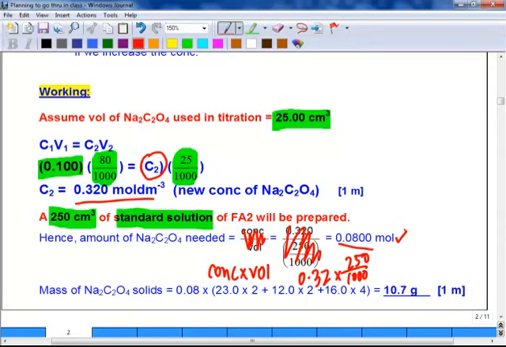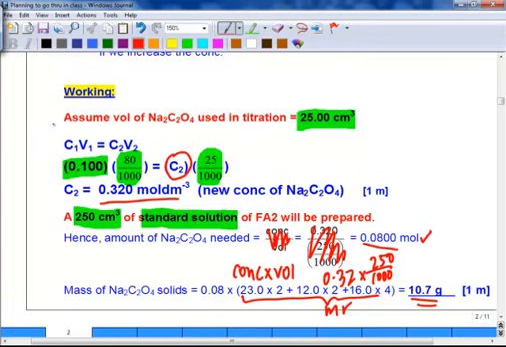So based on this, you have the number of moles, you can find the mass. Just multiply by the Mr. You should get 10.7. Everybody okay? So for this question, the two main things that you need to assume are this: you need to assume that the volume is 25, then you can use C1V1 equals C2V2. Then after that, you need to know that 250 cm cube of standard solution must be prepared. Is it okay?